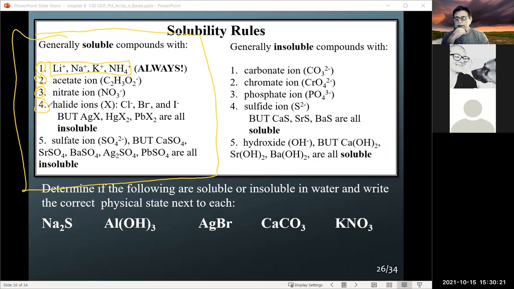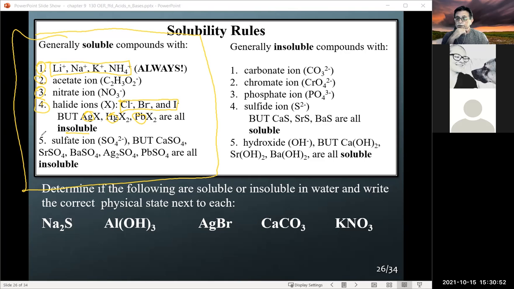With respect to the halides, meaning the chloride, the bromide, and the iodide, as is the case with number 2 and 3, any cation bonded to those is soluble except 3 of them. If they're bonded to silver, mercury, or lead, they're insoluble. That means all the other metals they're bonded to are soluble, except those heavy metals.